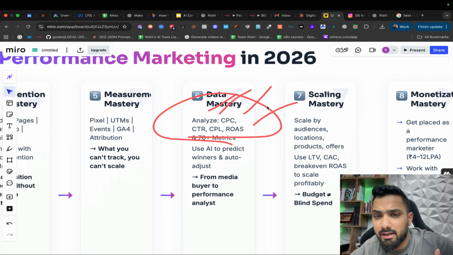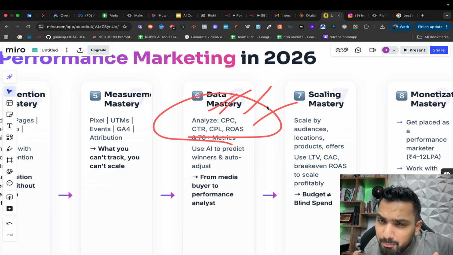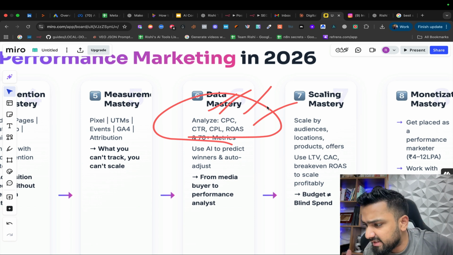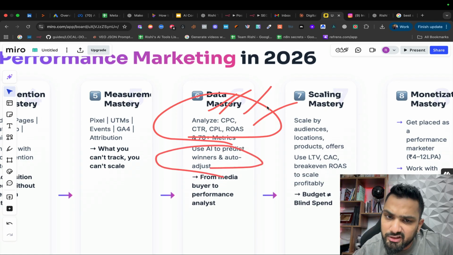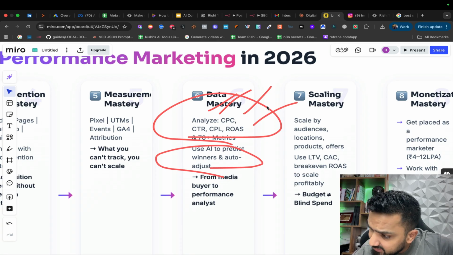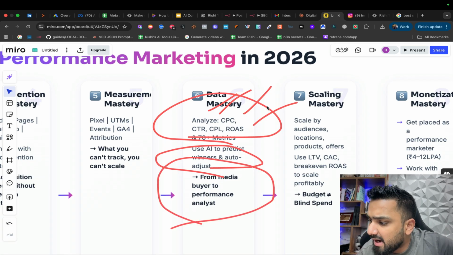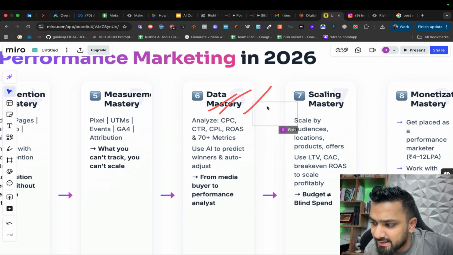which basically means, let's say, how to understand the hook rate of a particular ad, how to understand the hold rate of particular audiences. It's important for you to read this manually as well, and there is AI as well to predict winners and auto-adjust certain parameters. But the point is that your capability of doing this manually is going to go a long way, and this is where you tend to go from media buyer to a performance analyst.